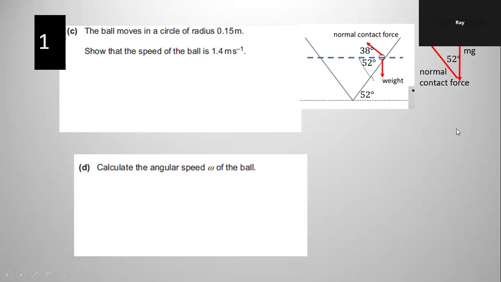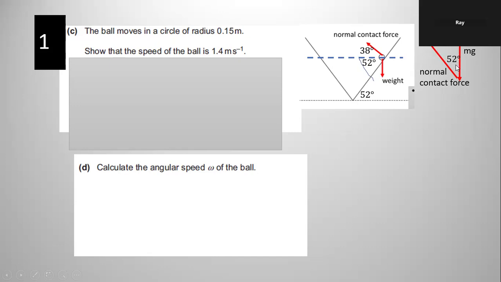There is a normal contact force. That's your centripetal force, the resultant force. Right? Vector diagram. You don't require it, but it's better to help you understand. Draw the picture and then draw the resultant force or vector diagram.